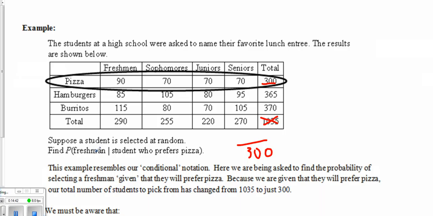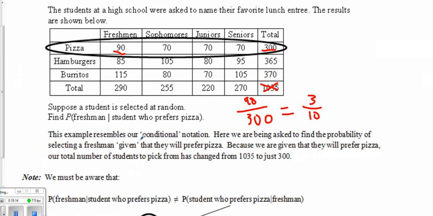Now, if we wanted the probability that they are a freshman, given that they prefer pizza, we would just find freshmen who like pizza, which is 90, and that would be what we put on top. So 90 out of 300 would be our probability. To reduce that, it would become 3 out of 10. So, given we're only looking at students who prefer pizza, what's the probability of picking a freshman? Well, it's 90 out of 300, which is the same as 3 out of 10.